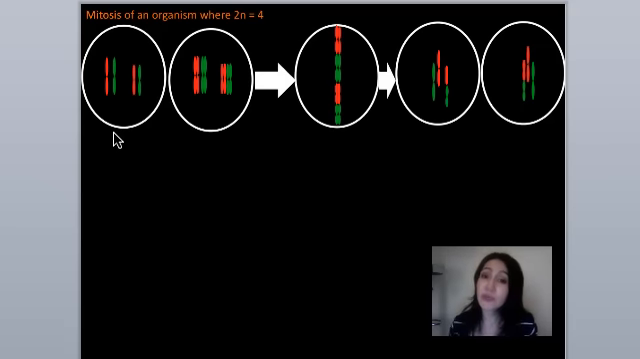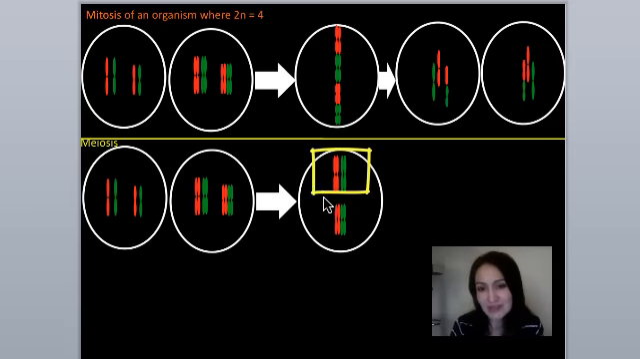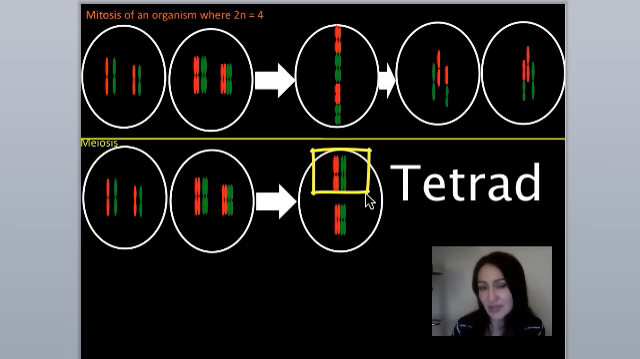Now let's look at this organism undergoing meiosis. Okay, so here we have the chromosomes lining at the center of the cell. Notice that instead of chromosomes lining up essentially on top of each other, like how mitosis is, the homologous chromosomes actually attach to each other. When homologous chromosomes attach to each other like this, it is called a tetrad.